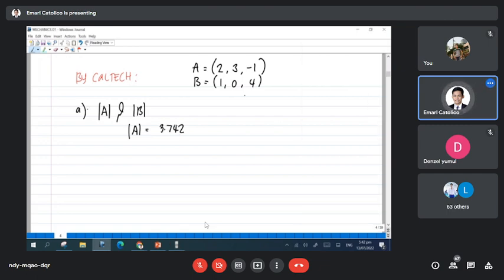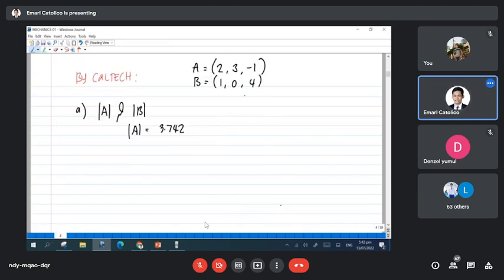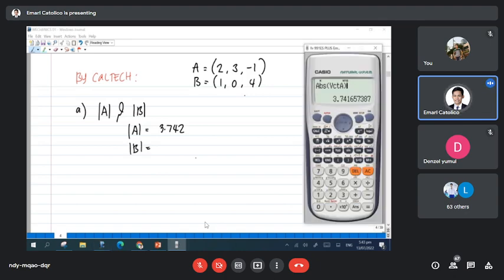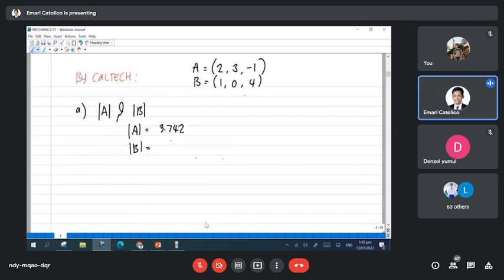So, same lang ba? Ayan, same lang, no? So, huwag ka na mag-Pythagorean, no? Okay, dito na tayo sa B. Same process lang din, no? Absolute of vector B. So, shift 5, number 4. Yan, 4.123. So, yan na. Yan na yung sagot mo.